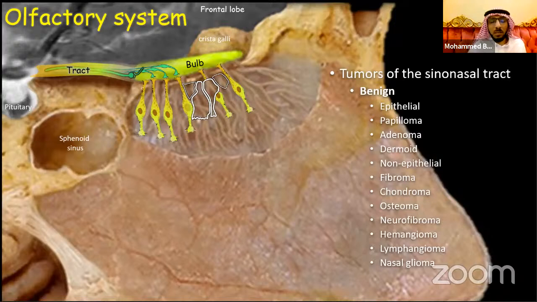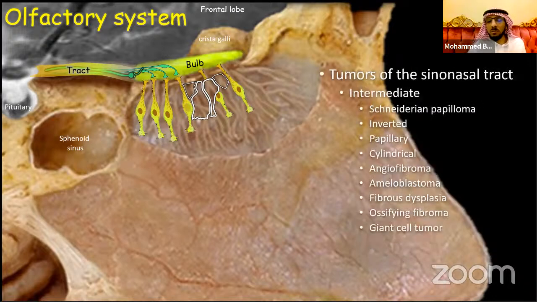They can be divided into benign, intermediate, and malignant. Benign tumors are epithelial, such as papilloma, adenoma, dermoid, and non-epithelial. It's a very extensive differential diagnosis, and these are the most common by far of the skull base tumors because the variation of these tumors is huge.